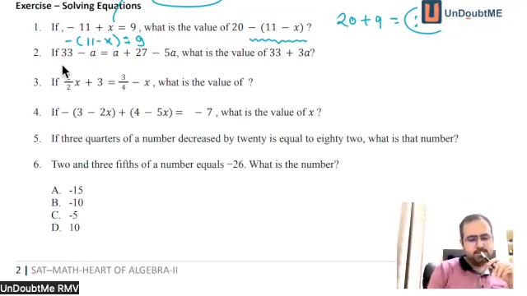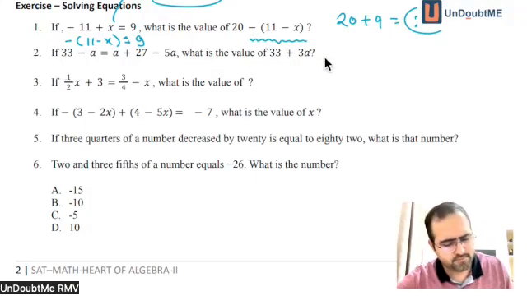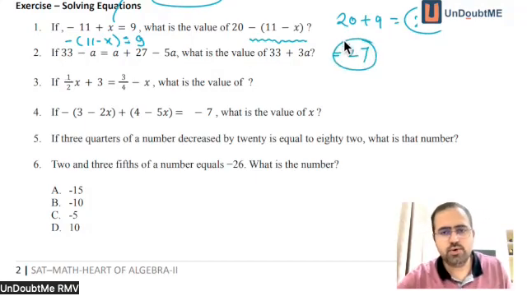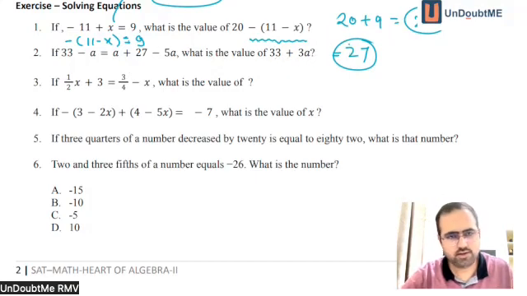Number 2 is 27. What is the value of 33 plus 3a? Yes, it will be 27. So I hope you understood what I was trying to say. Okay. Next.